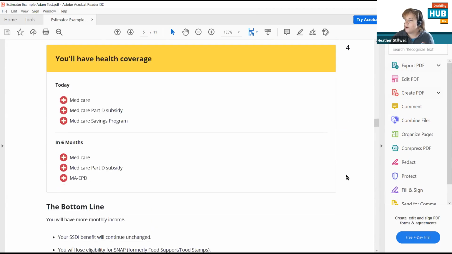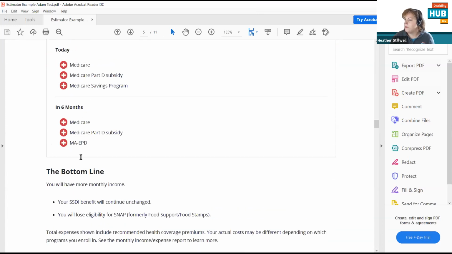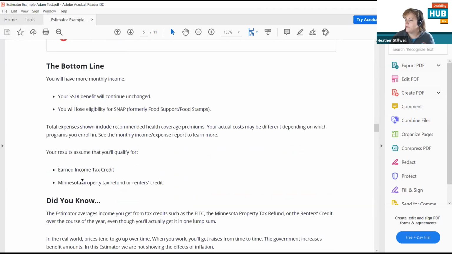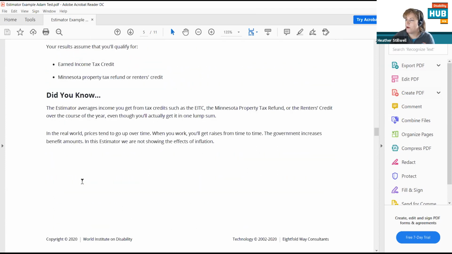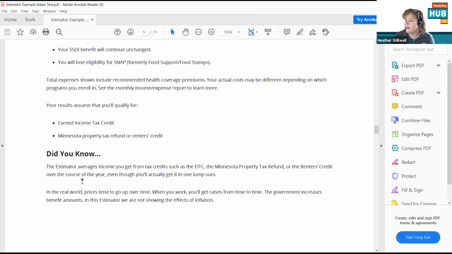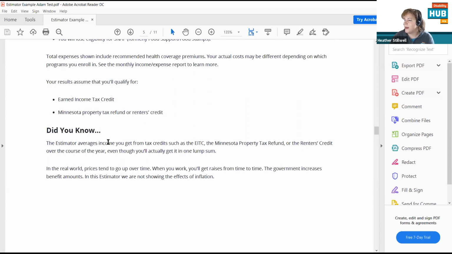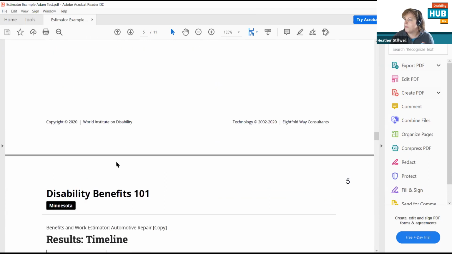It's going to talk about your healthcare coverage today and what your healthcare coverage would look like in 6 months. So this person, by going to work, will be eligible for MAEPD, which they were not eligible for previously. And the bottom line will be that more income will be available to him. Even though he may lose his SNAP benefits, he will still have more cash income coming in, and he'll be eligible for some other property tax returns.